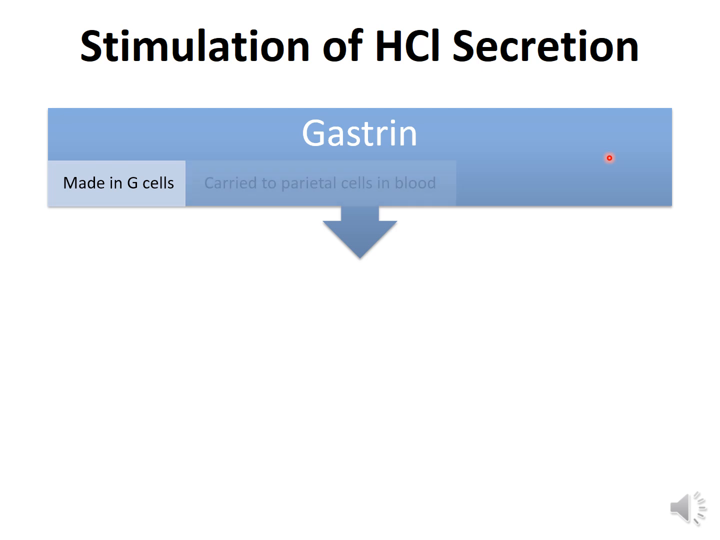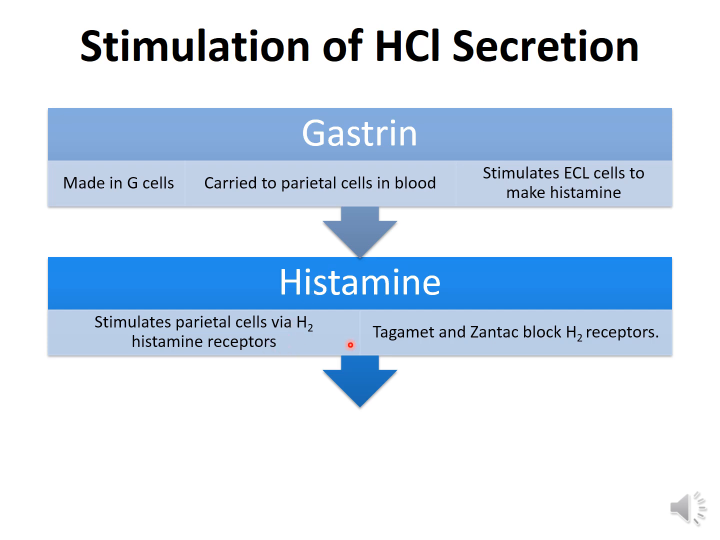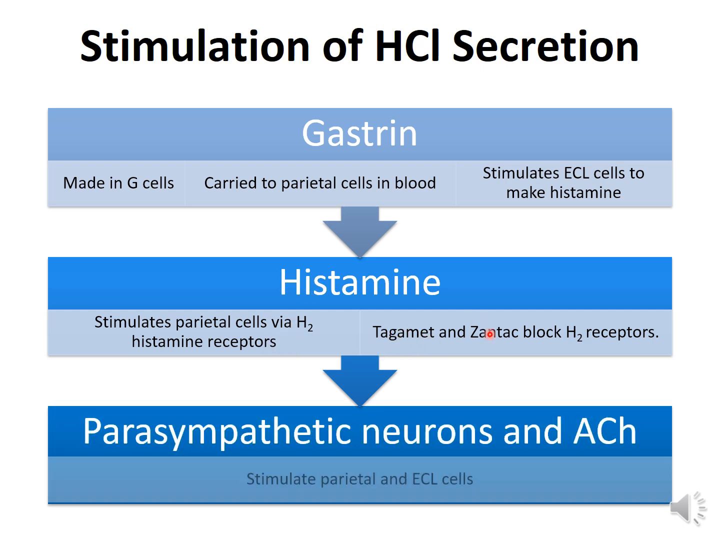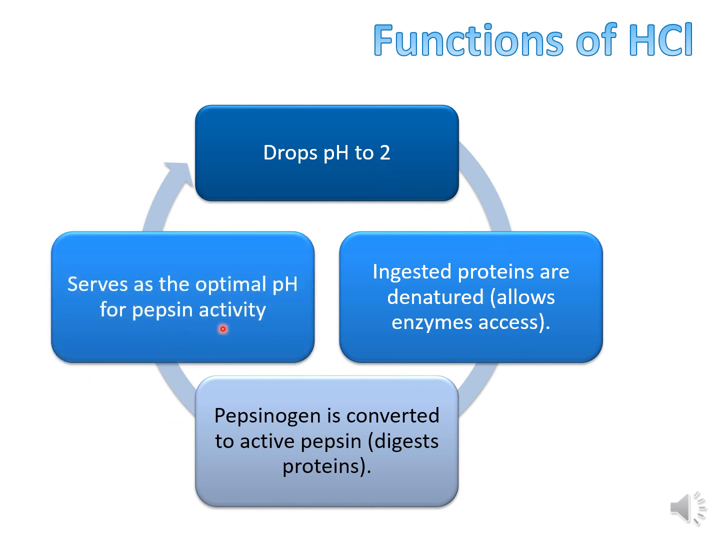All right, stimulation of hydrochloric acid is under hormonal influence. Histamine promotes it, so you can block that with some anti-acid things such as Tagamet and Zantac. And there is a nervous stimulation of this as well, which comes from the parasympathetic rest and digest. The importance of hydrochloric acid: the low pH helps to denature proteins so enzymes can get to them. It activates pepsinogen, which enzymatically works on proteins.